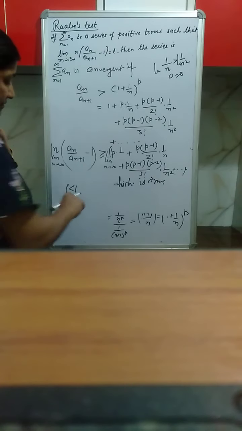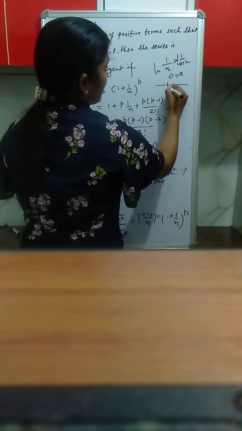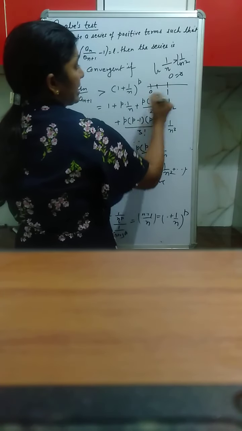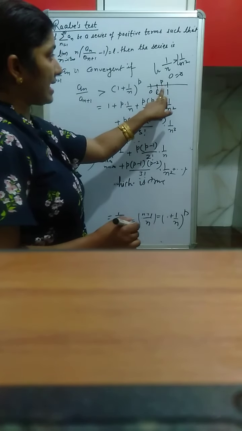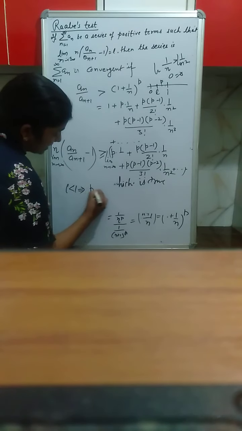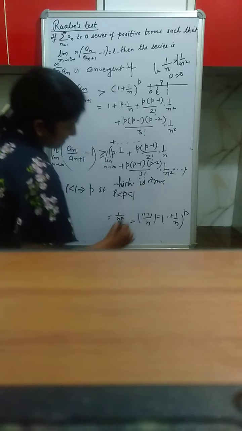In this case, when L is less than 1, we can choose a number P such that, see, here it is 1, L is less than 1, so it comes on the left hand side on the real line. We again choose a number P between 1 and L, so L is less than P and P is less than 1. We choose a number P such that L is less than P less than 1.